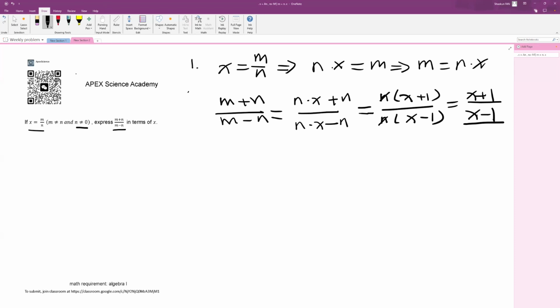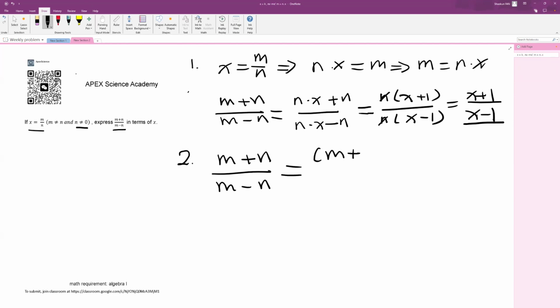Okay, so there is a second way for this problem. The second way will require a little bit of mathematical sense. You need to have some kind of observation about this expression. We have m plus n and m minus n, and we know that x equals m over n. So in order to put x into this expression, we want to have some kind of m over n. So how do we get m over n in this case? Well, we just try to divide both the numerator and the denominator by n. Then we will have m over n. Let's try to do that.